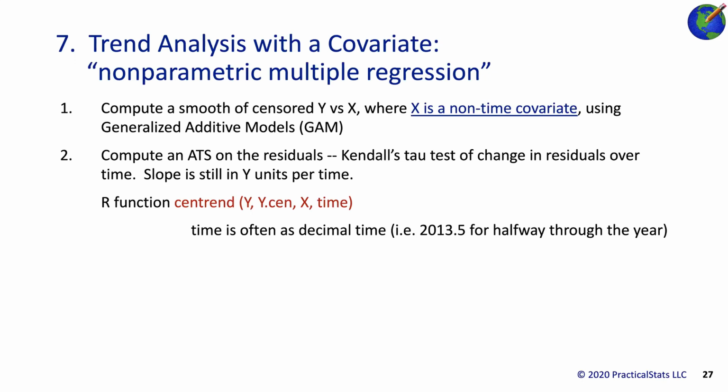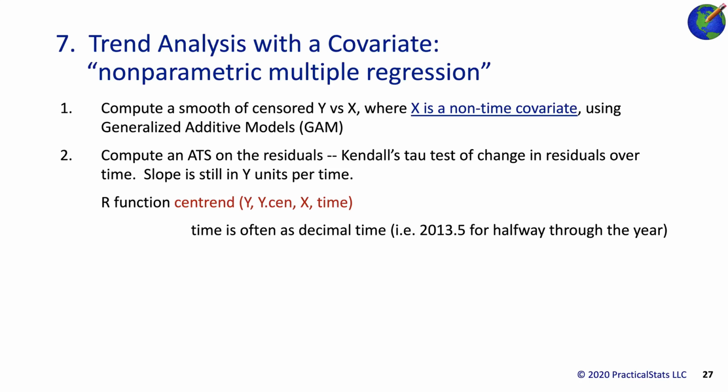All right, so one of the uses for the ATS line is to do trend analysis with censored data. Here we could do something like multiple regression. What we're going to do is smooth censored Y values versus X's, where X is not a time variable. So it's the other variables that would be in the equation besides time. The smooth for censored data is something called a generalized additive model, or GAM, G-A-M. It could be multiple X's that are being used to create the smooth. I'm just showing you this with one X.